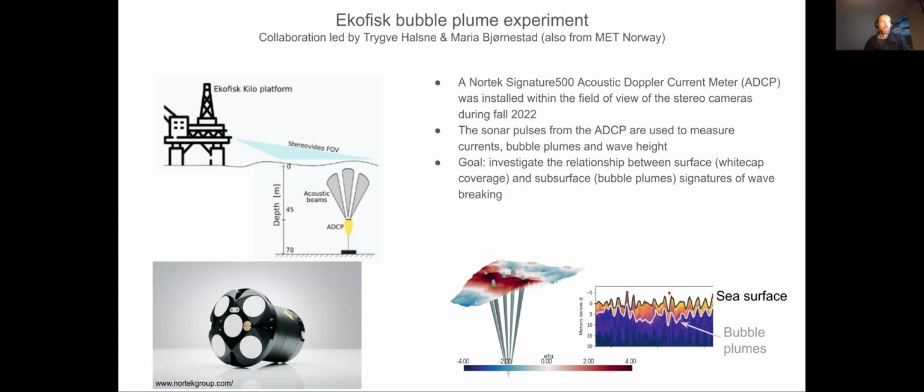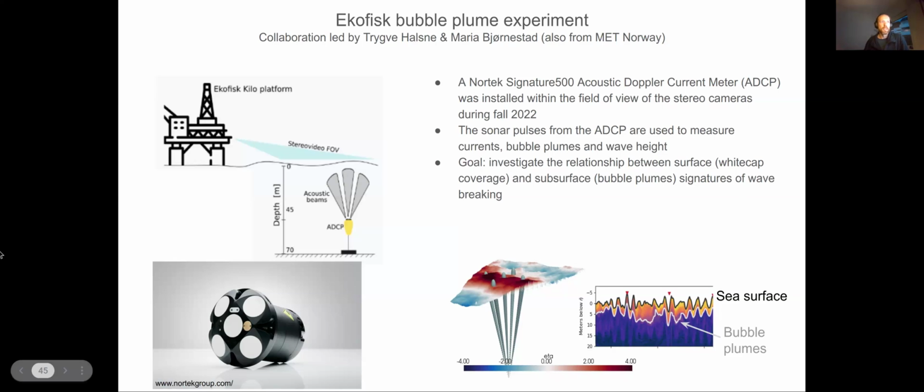And if you remember earlier, I mentioned that bubbles from whitecaps are the main driver of air-sea gas fluxes. But until now, I don't know that anyone has actually managed to measure the wave breaking process both from above and below the sea surface at the same time. So that's what we're trying to do here.